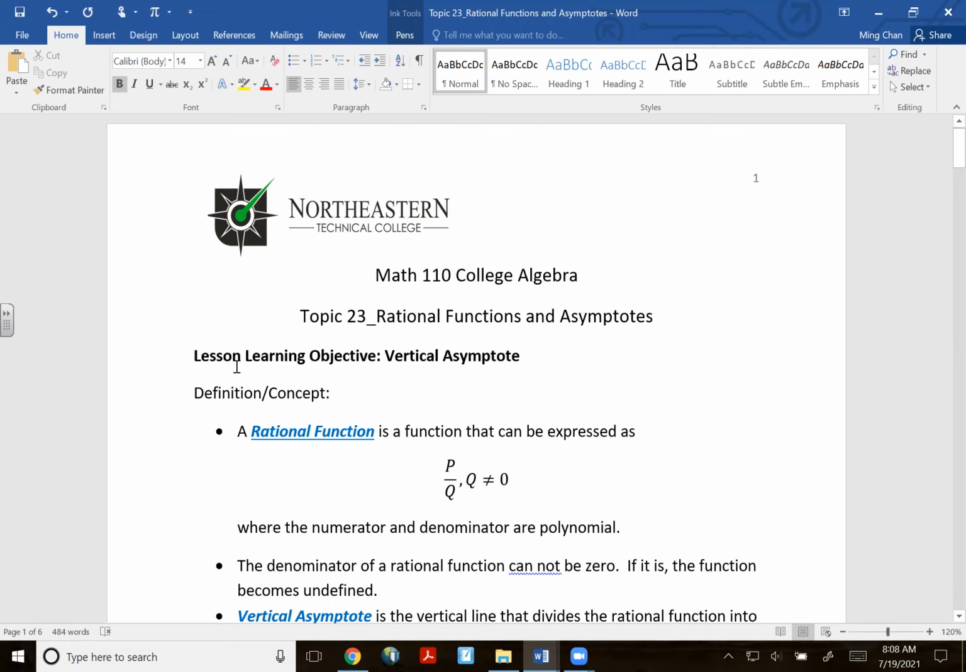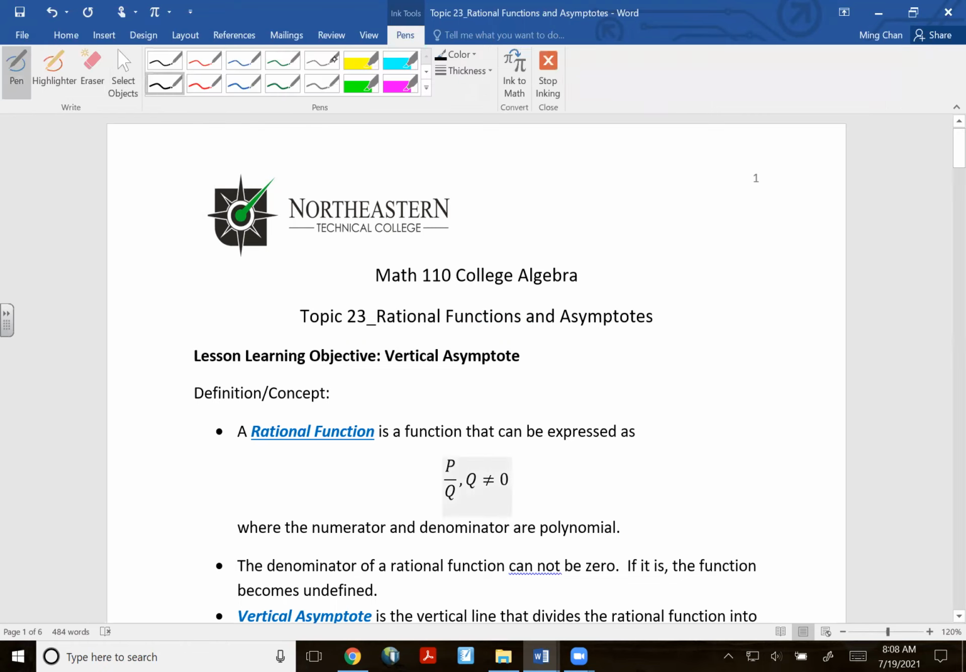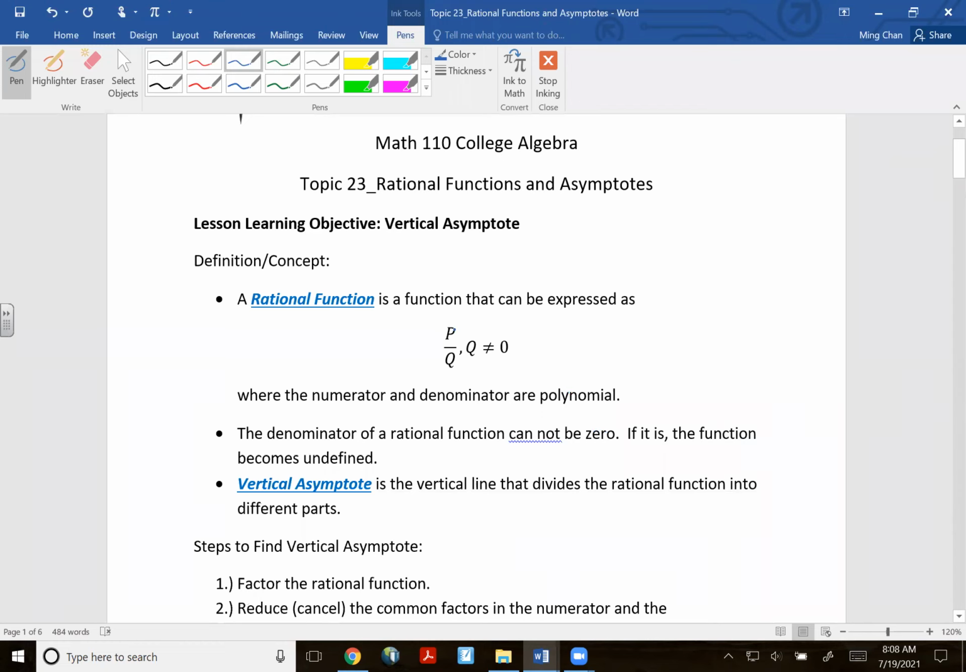All right, so just quickly recall, a rational function is a function that can be expressed as P over Q, where P and Q, both numerator and denominator, are polynomials. And you remember that the denominator can never equal zero. So when we talked about rational functions before, we mentioned the restriction on the domain. To find the restriction on the domain, you have to set the denominator not equal to zero and solve for x.